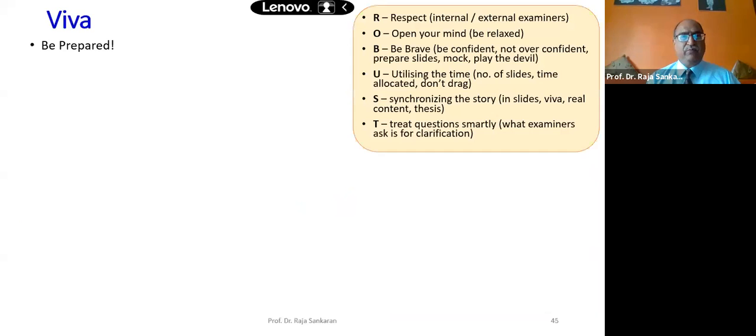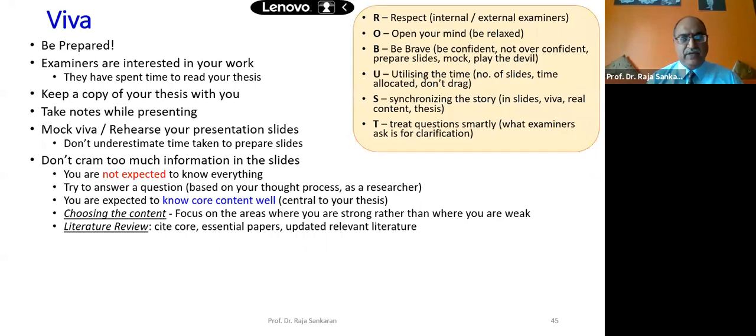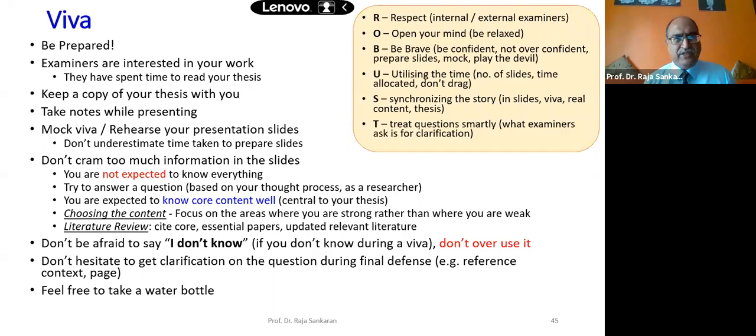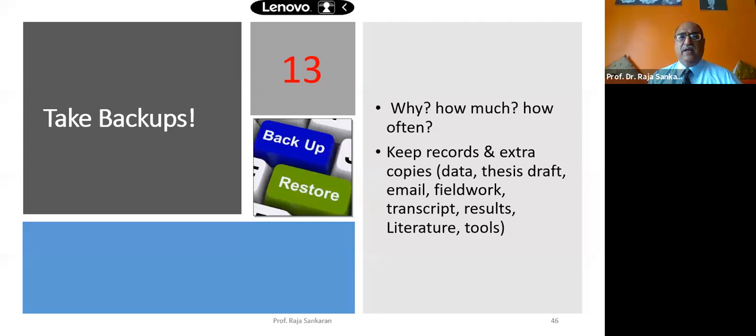Okay. So I've got a lot of pointers as well. Since you have the recording, you can always go through this. How do we prepare for the Viva? Some guidelines related to the do's and don'ts associated with the final Viva preparation. And then the key important part is about the backups. Make sure that you take a backup on a regular basis.